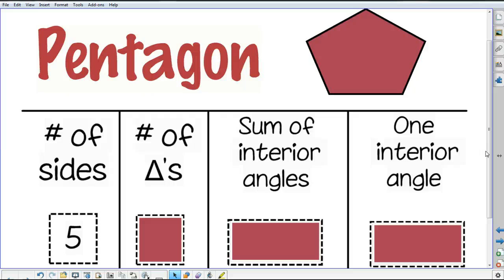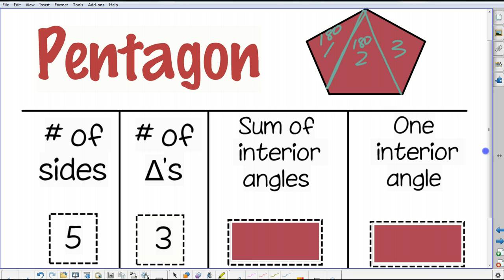All right. If I drew diagonals of a pentagon, how many triangles would I split my pentagon into? 3 triangles. So put 3 for the number of triangles. How many degrees does each triangle have? 180, 180, 180. So in your calculator, do 180 times 3.